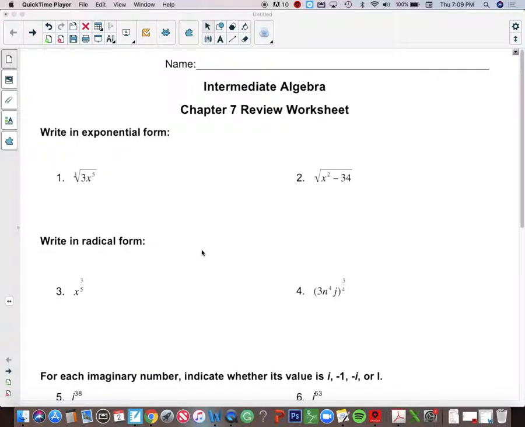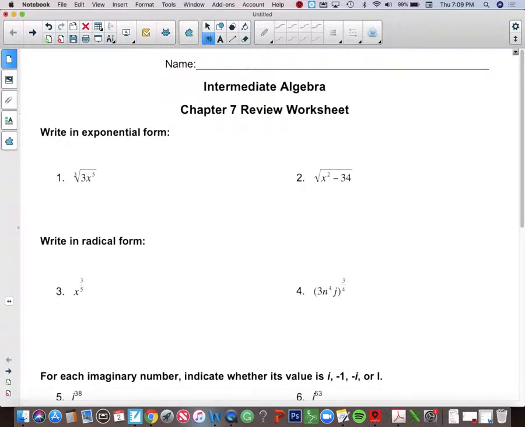So follow along here and let's see if we can get all these correct. Okay, so number one, we're looking at the cube root of 3x to the fifth, and our goal here is to write it in exponential form. Remember our exponential form: if we have something like x to the a over b, we can convert that to radical. It would be that b is the index and a is the power. So we can go from here to here and vice versa.